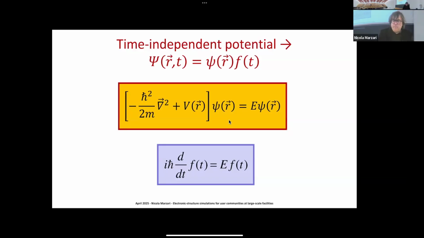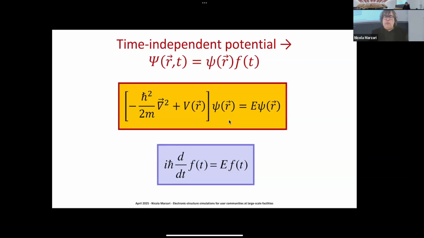The potential V, typically the Coulombic attraction from the nucleus of the atom, from the nuclei of the molecule, from the infinite set of nuclei in a silicon crystal, is independent of time. So the solution of the Schrödinger equation can be decomposed in a space part and a time part. It's what you do with differential equations: you do separation of variables. You can write the wave function psi of r,t as a slightly cursive psi that depends only on r times a function f that depends only on t.